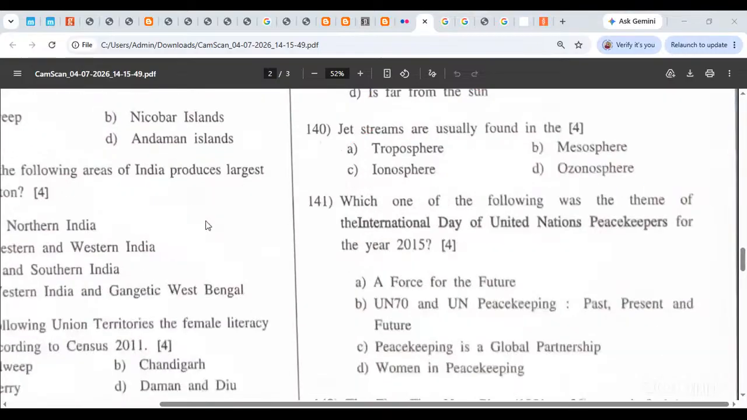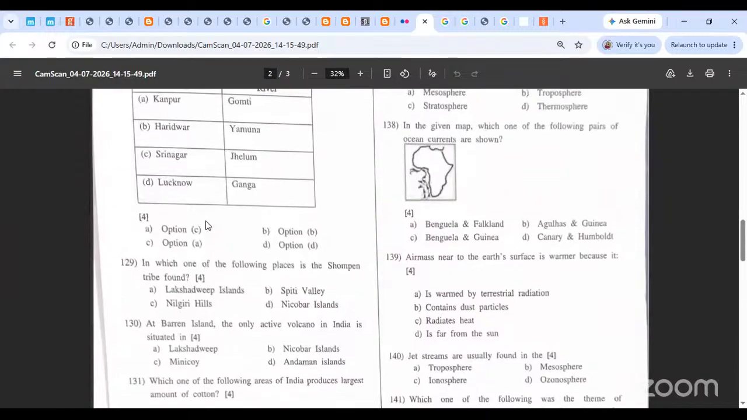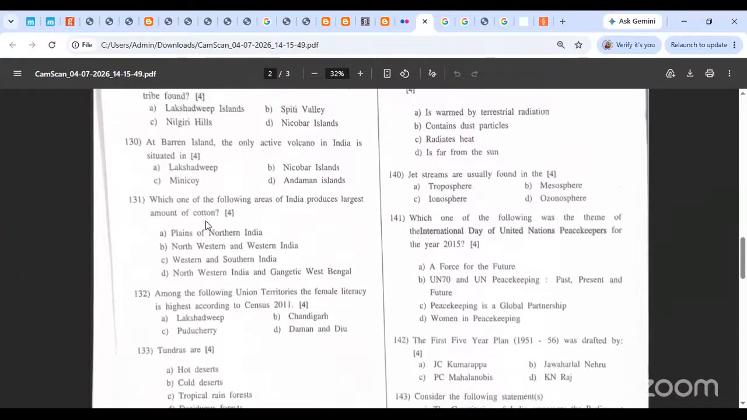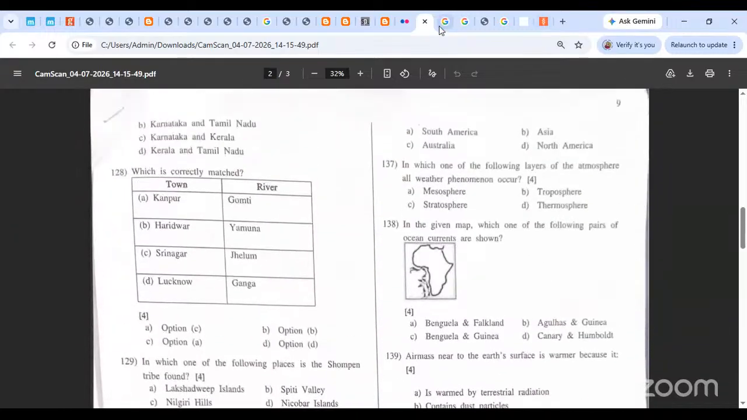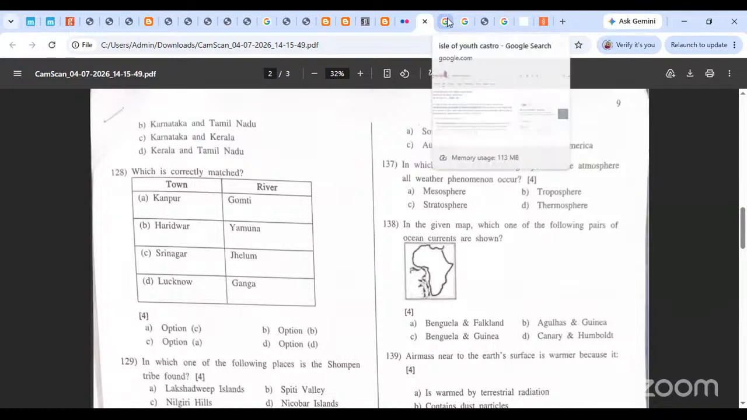The rest of it is not our question, so we are not dealing with those questions. They are clearly not from geography. So this paper is done. This was 4th of July. The one that we did was 4th of July. Now we go to the 5th of July.